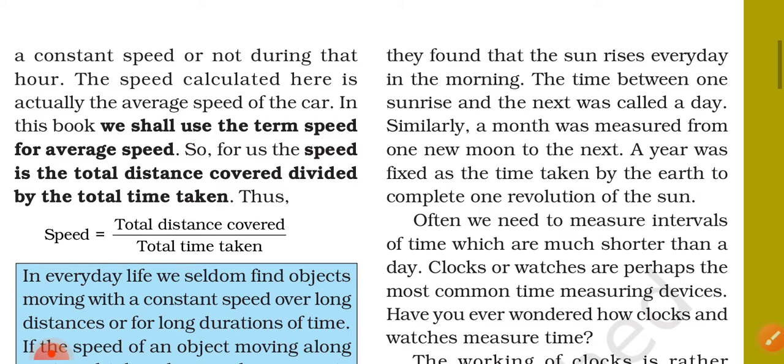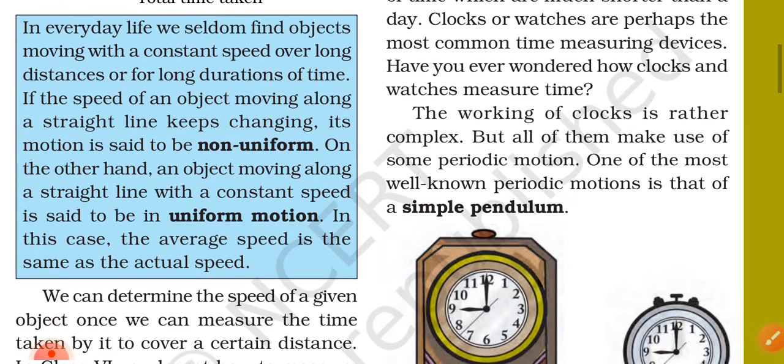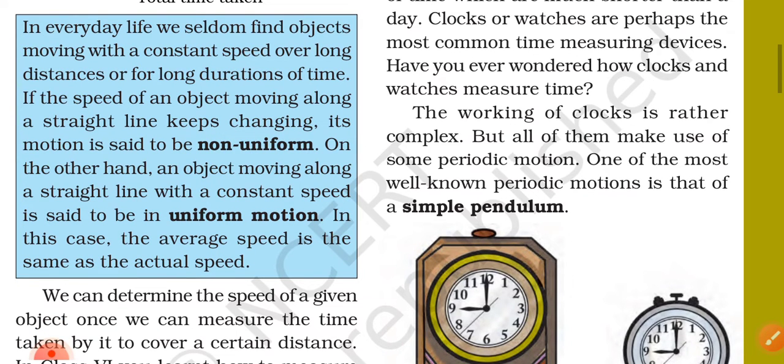Often, we need to measure intervals of time which are much shorter than a day. Clocks or watches are perhaps the most common time measuring devices. Have you ever wondered how clocks and watches measure time? The working of a clock is rather complex, but all of them make use of some periodic motion. One of the most well-known periodic motions is that of a simple pendulum.